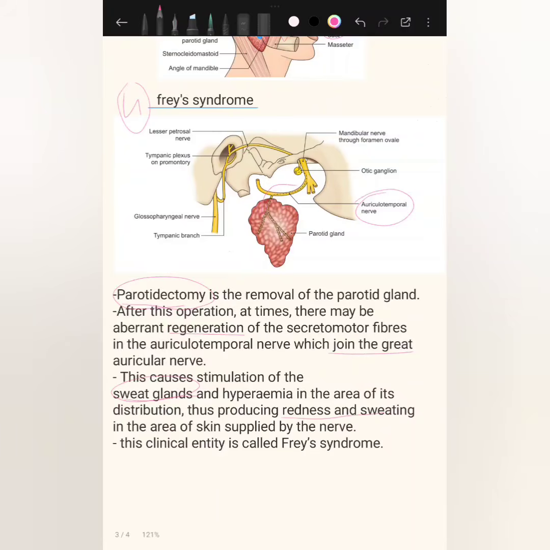It will lead to sweat secretion whenever the person eats. So as I had put it here, the sweat glands get stimulated and produce redness and sweating in the areas of the skin supplied by the nerve, and this is called Frey syndrome, and that is why it is also called auriculotemporal nerve syndrome.